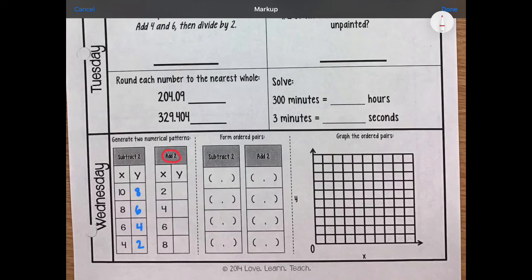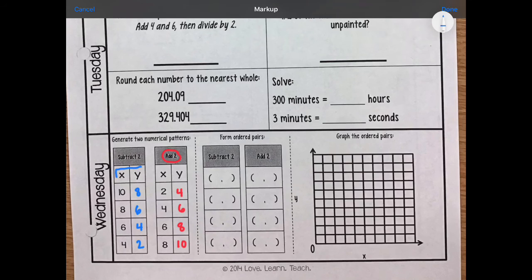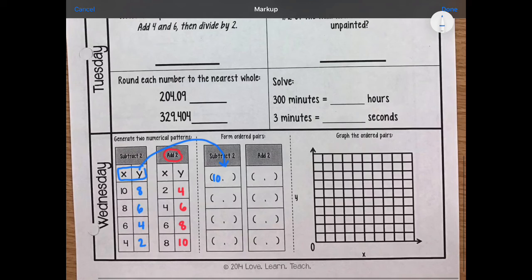We find that pattern at the top. So 2 plus 2 is 4. 4 plus 2 is 6. 6 plus 2 is 8. 8 plus 2 is 10. So now to come over here and create these ordered pairs, all you're doing is taking what you have from this pattern and you're sticking it over here with a comma in the middle. So we have 10, 8, 8, 6, 6, 4, and 4, 2.